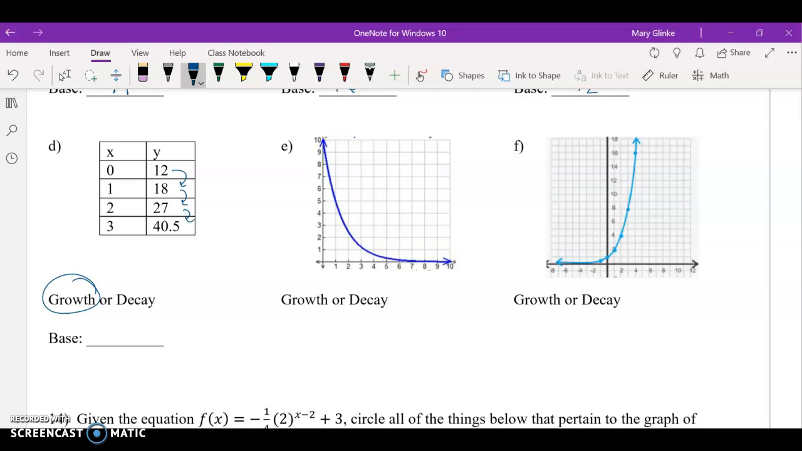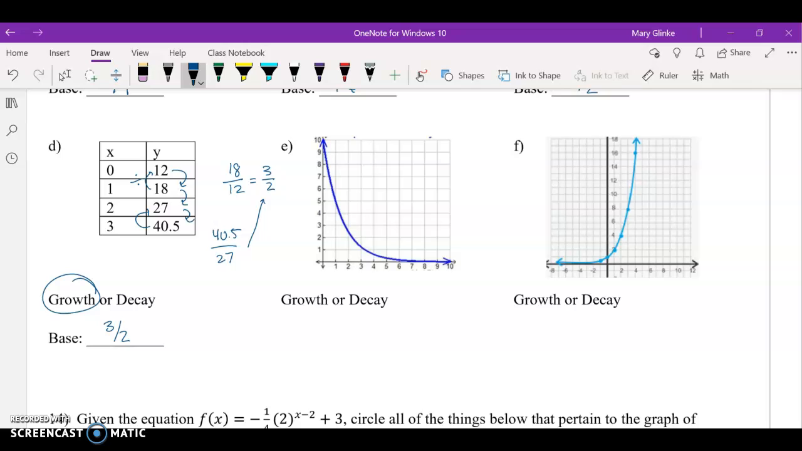But in order to figure out how much they're growing by, what we do is we take one number, so let's take 18, and you divide by the previous amount. And so that's going to be 3/2. You can test another one. Let's do 40.5 divided by 27. We once again get 3/2. So that's our base for that one.